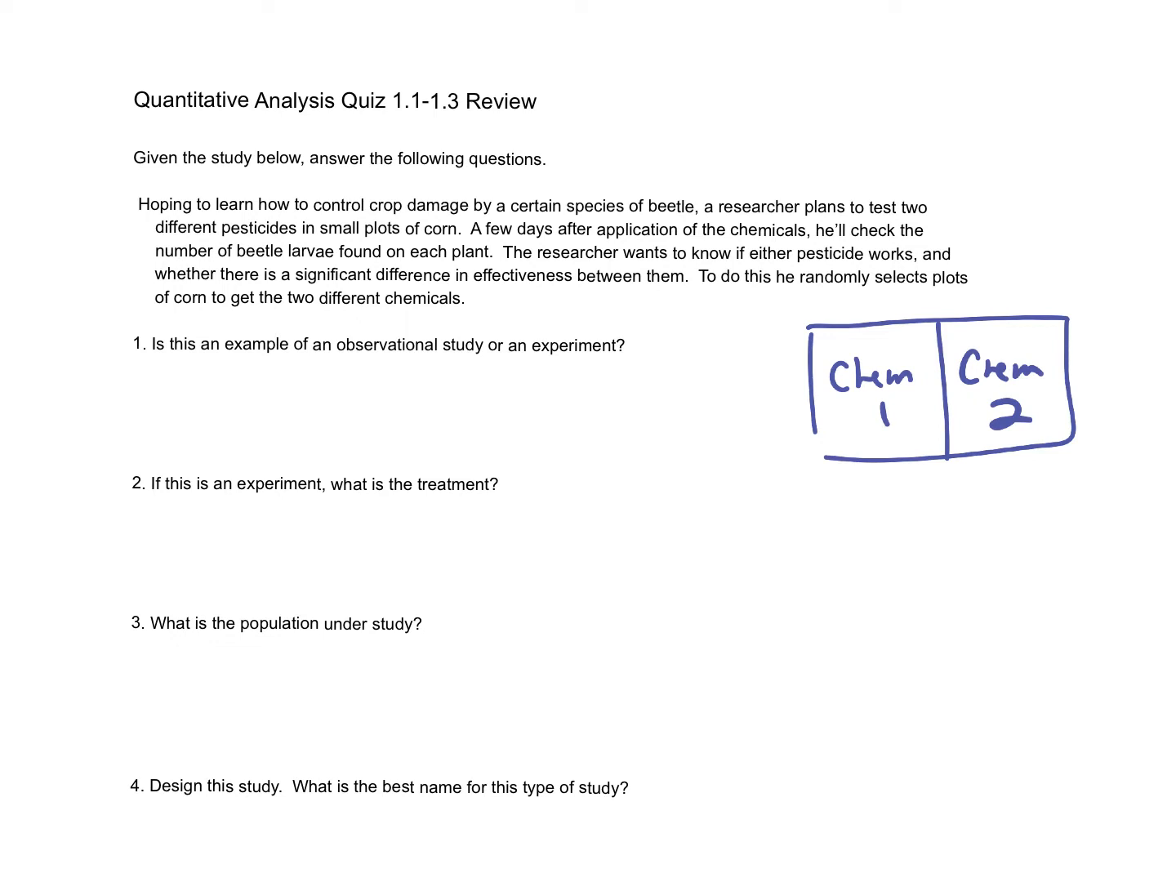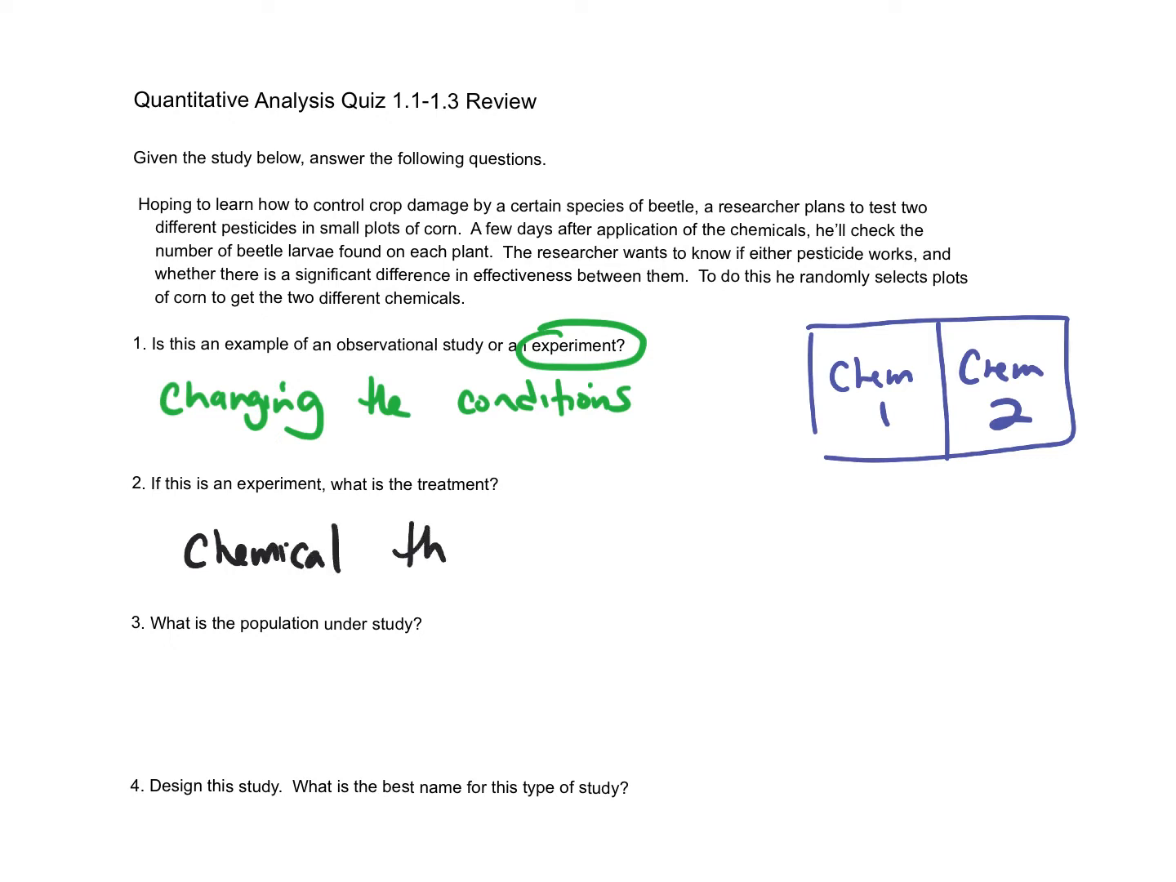Okay? So is this an observational study or an experiment? Well, this would be an experiment because you're actually changing it, right? It's an experiment because you are changing the conditions. So you're not just observing what's happening. You're not just seeing what naturally happens with these beetles in this field. You're actually deliberately trying to put this chemical on to stop it. So that is what we're going to call the treatment. The treatment is the chemical that is applied. That's what you are trying to change.